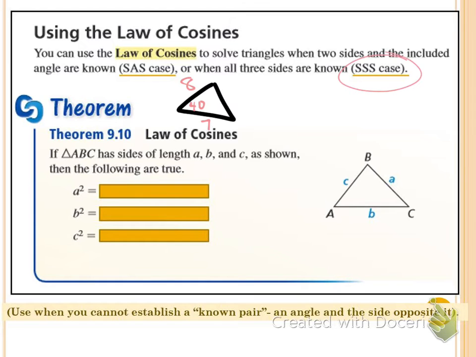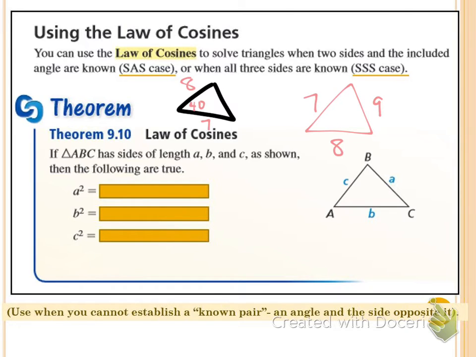The second case is for side, side, side. What would you know for side, side, side? All the sides. So I don't know an angle. You don't have a known pair. You have to use the law of cosine. You'll use the law of cosine once, and then you'll use the law of sine with whatever information you find. So that's why I said use law of sine 9 out of 10 times. Cosine you'll use once, and then you'll use law of sine from there.